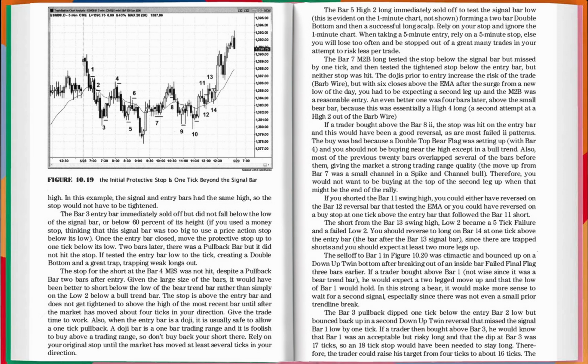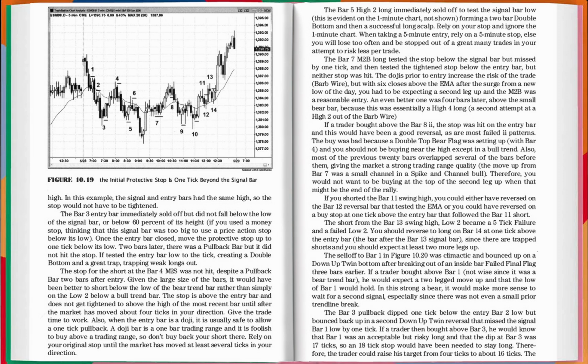If a trader bought above the bar 8 Roman 2, the stop was hit on the entry bar, and this would have been a good reversal, as are most failed Roman 2 patterns. The buy was bad because a double top bear flag was setting up with bar 4, and you should not be buying near the high except in a bull trend. Also, most of the previous 20 bars overlapped several of the bars before them, giving the market a strong trading range quality. The move up from bar 7 was a small channel in a spike and channel bull. Therefore, you would not want to be buying at the top of the second leg up when that might be the end of the rally.